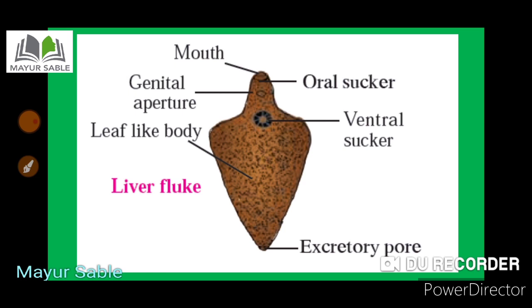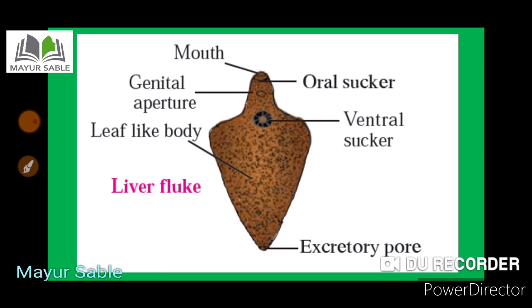Those animals are hermaphrodite. What does it mean by hermaphrodite? That is, male and female reproductive systems are present in the same animal body. Such animals are called hermaphrodite. The example of the animals in this phylum is the liver fluke. You can see the diagram of the liver fluke. It possesses organs like the mouth, the oral sucker, the ventral sucker, the excretory pore, the leaf-like body and the genital aperture.